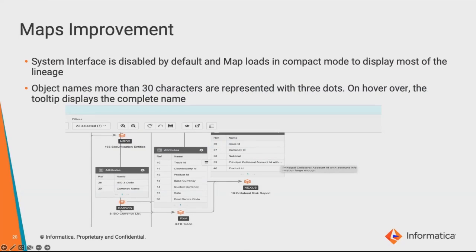Also, the system interface, which was displayed by default earlier, we have now made disabled. Only on demand, if they toggle on that particular switch, will they be able to see the system interface name, which reduces the map loading into a compact one initially. As the user requires, it can be expanded.